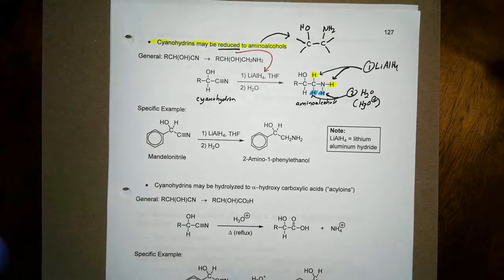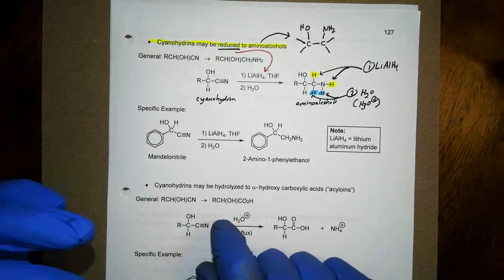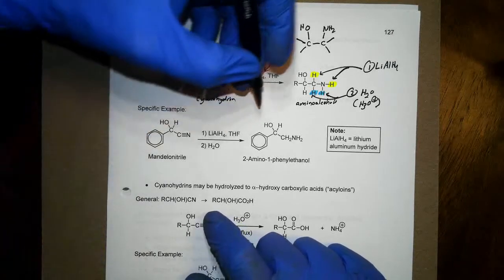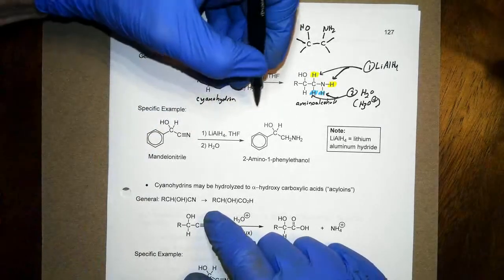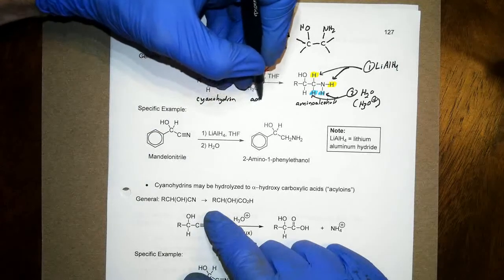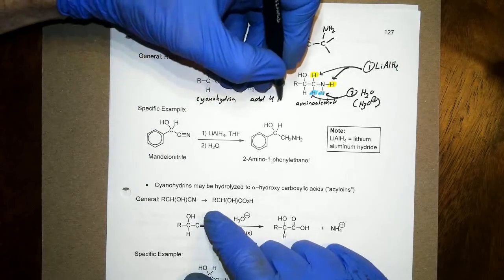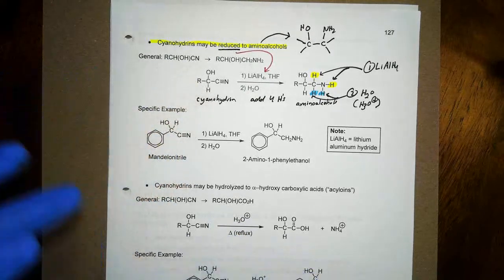So overall, what have you done? You added 4 hydrogens. So in effect, these two steps add 4 H's. So no longer are there any pi bonds left. The 2 pi bonds are completely reduced. We have nothing but single bonds now.